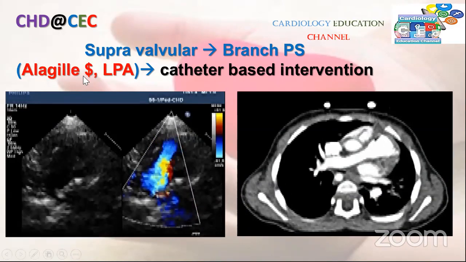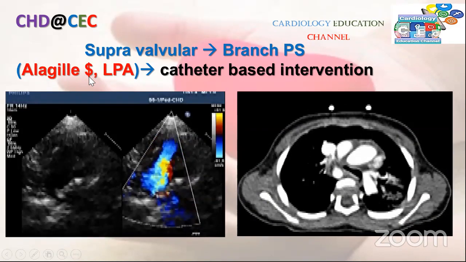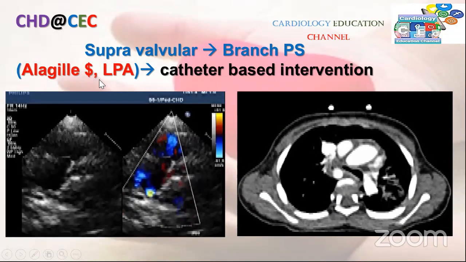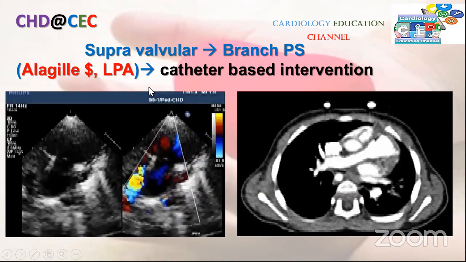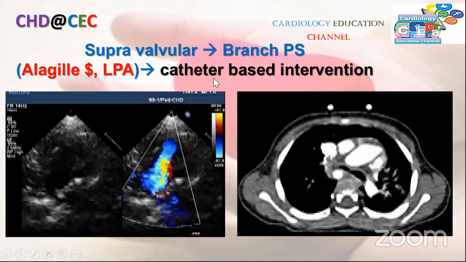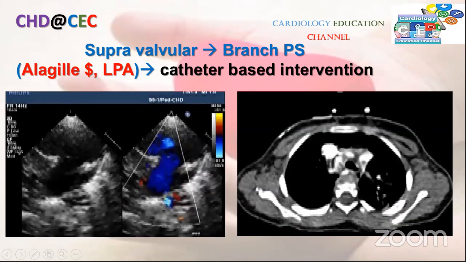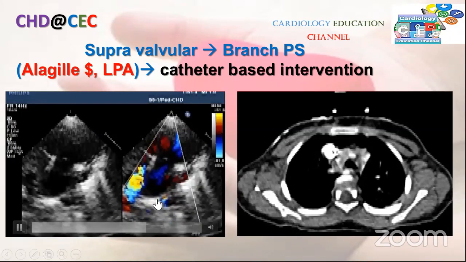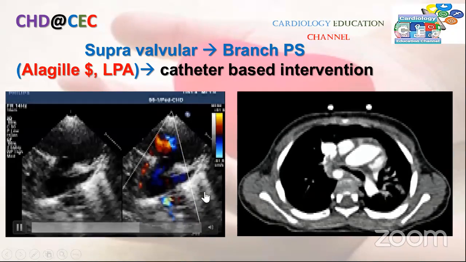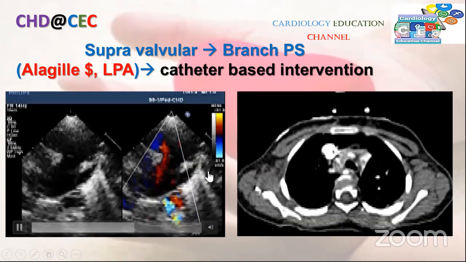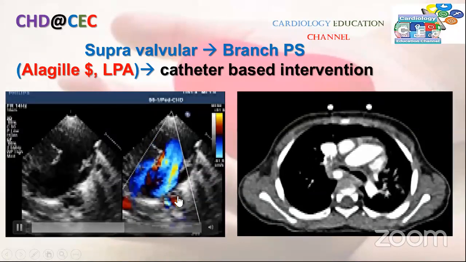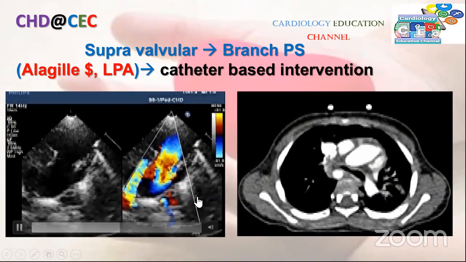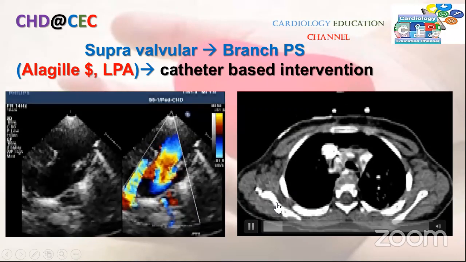This is a 5-year-old patient diagnosed with Alagille syndrome, having a murmur by auscultation. When we got him to the echo, we found a very tight origin LPA stenosis. This is a suprasternal short axis view, identifying the origin of the LPA, and the flow is diminished in the LPA.